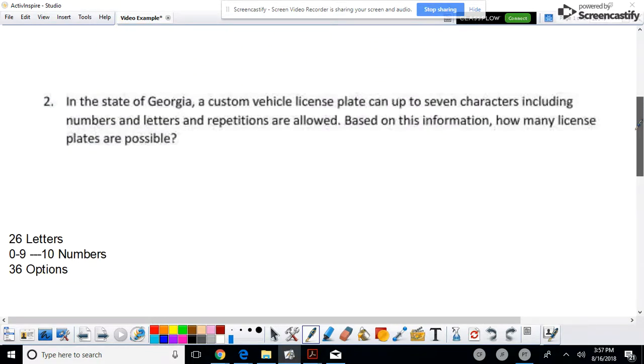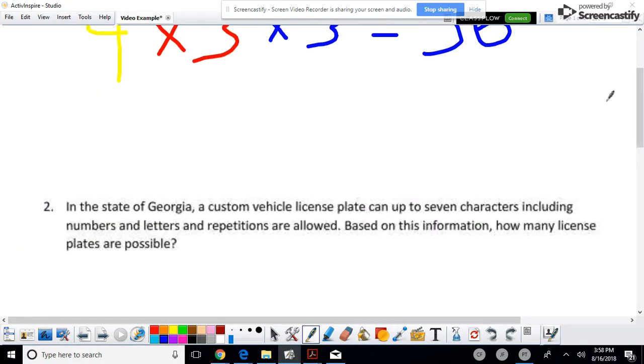Let's look at number 2. In the state of Georgia, a custom license plate can have up to 7 characters, including numbers and letters, and repetitions are allowed. So now, we want to know how many license plates are possible.